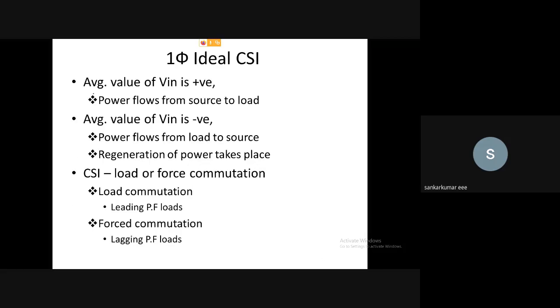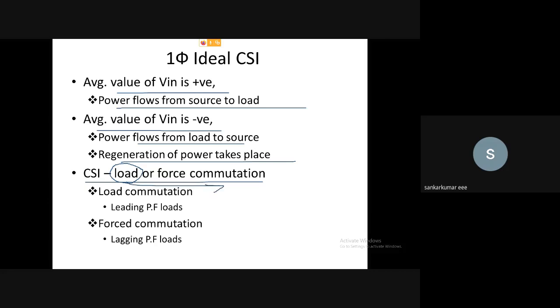And if the average value of Vin is positive, power flows from source to load. If the average value of Vin is negative, the power flows in the reverse direction, that is from load to source. In that case, regeneration of the power takes place. So current source inverters will have load commutation or forced commutation. Load commutation means, depending upon the load, the SCRs will be turned off automatically. That is for the capacitive type of load.